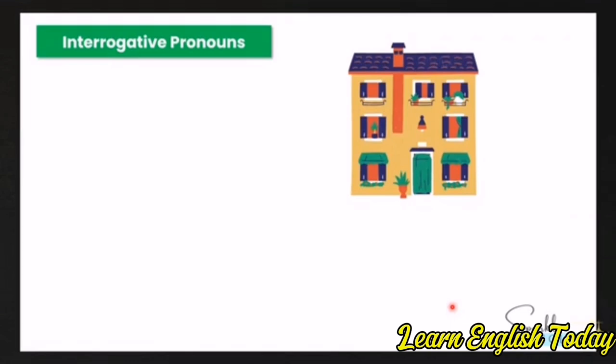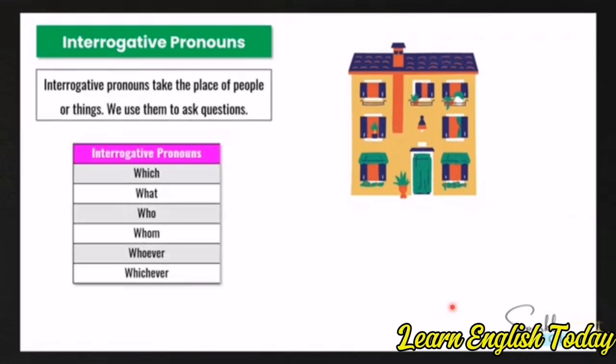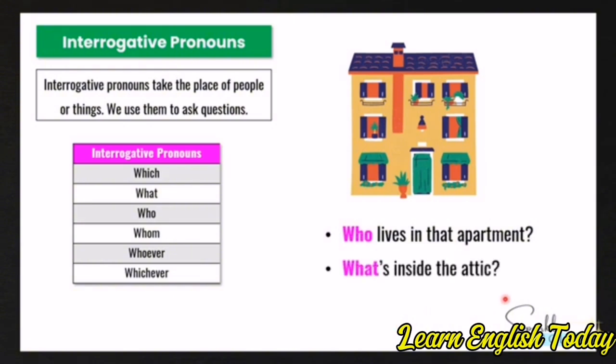Next, we have interrogative pronouns. Interrogative pronouns take the place of people or things. We use them to ask questions: which, what, who, whom, whoever, and whichever. For example, who lives in that apartment? What's inside the attic?